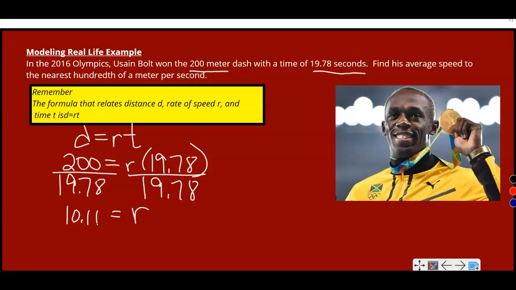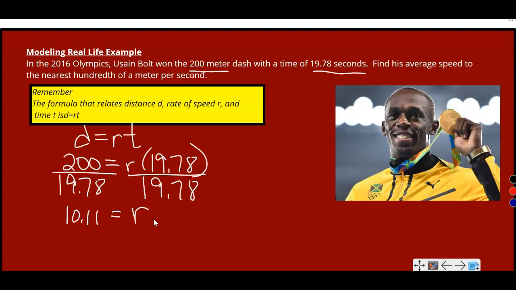All right. That's blazing fast. Go back to the question and make sure we answered it. It says find his average speed to the nearest hundredth of a meter per second. The hundredth of a meter is 2 decimal places, so we did that. Meters per second. So Bolt's average speed was about 10.11 meters per second.